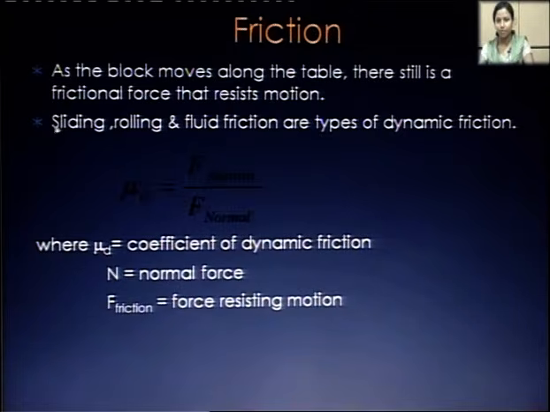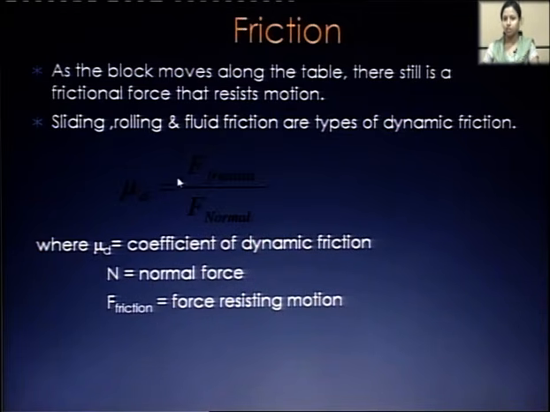That is sliding, rolling and fluid or air resistance. These three are examples of dynamic or kinetic friction. Its coefficient is denoted by mu d. Mu d is equal to the force of friction, kinetic friction, divided by the normal force. Mu d is the coefficient of dynamic friction.